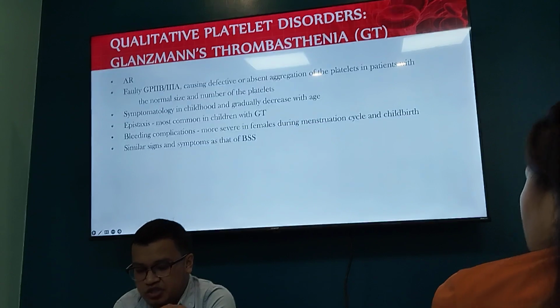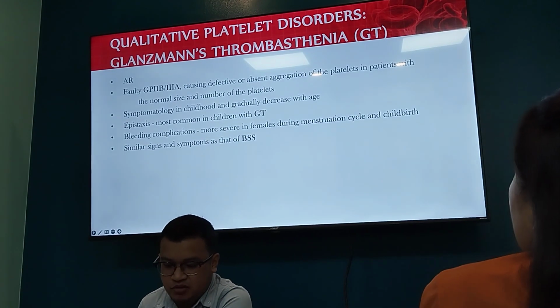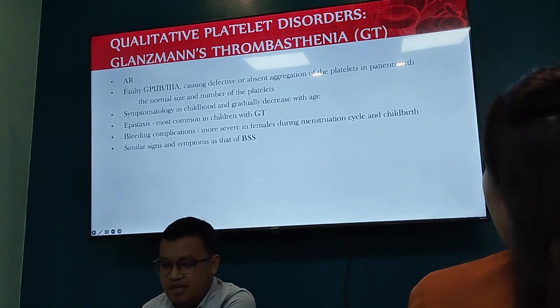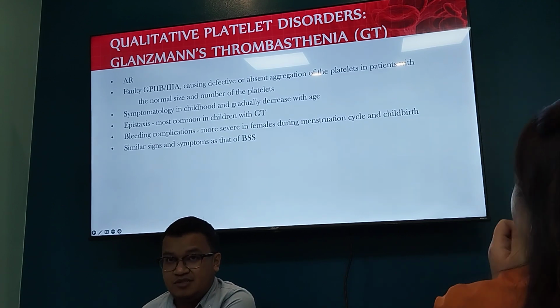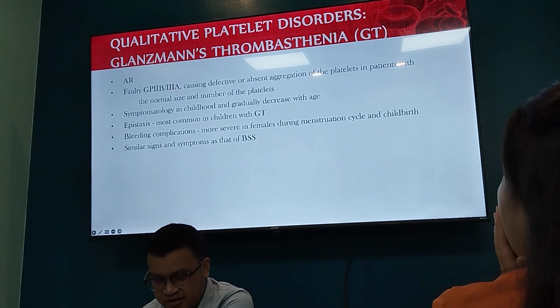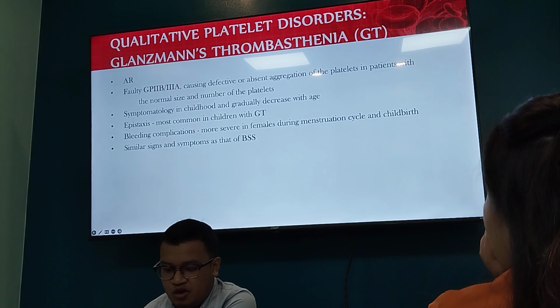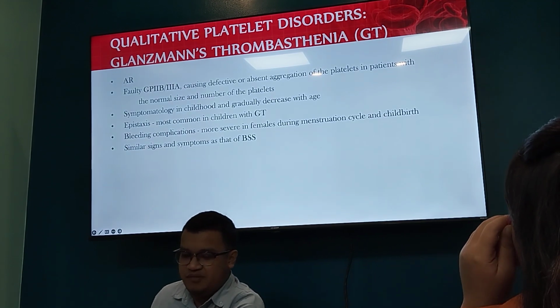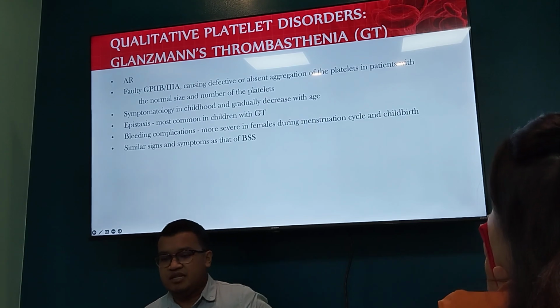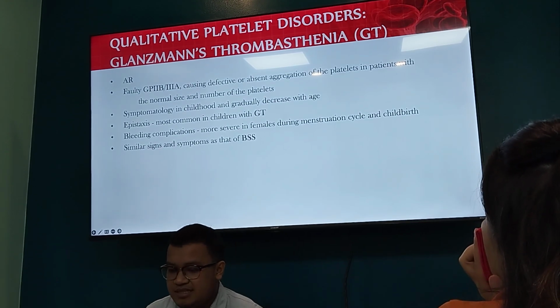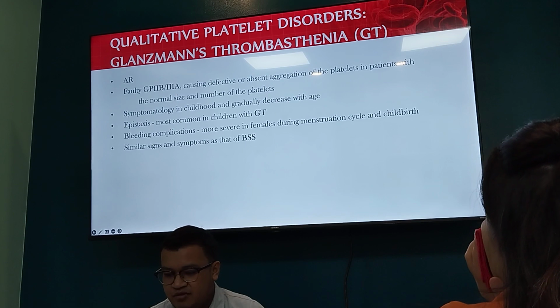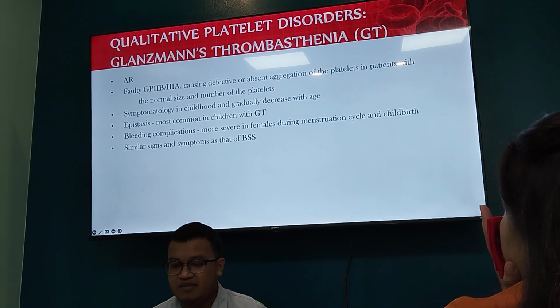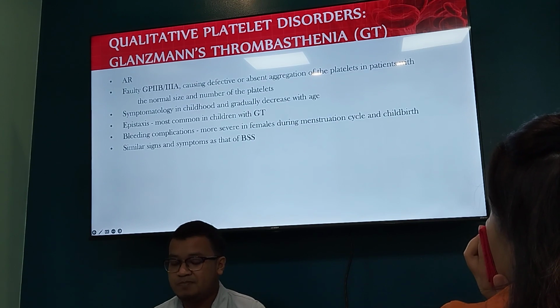So the manifestations of GT usually begin in childhood and gradually decrease with age, as seen in cases of BSS. So pareho naman nilang na-outgrow most of the time. Epistaxis is the most common occurrence in children with GT. Bleeding complications are more severe in females during menstruation and childbirth. The clinical signs and symptoms are almost like that of the patients affected by BSS, and differentiation can only be made by advanced laboratory investigations.